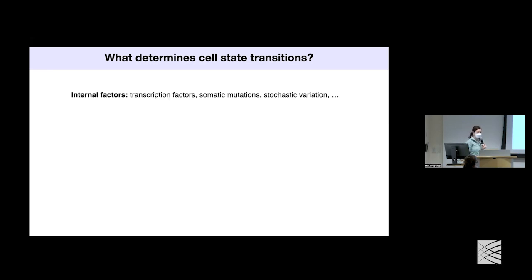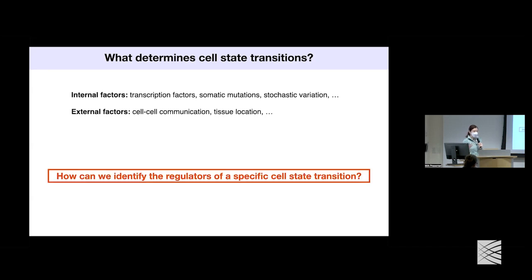And so we can think about what determines cell state transitions. Of course, there are many things internally in the cells. There could be different transcription factors that are driving specific sets of genes. There could be mutations or just stochastic differences between cells. And then there are external factors like cells communicating with each other, cells being in different tissue locations and reflecting that. And again, our goal for at least the next hour is thinking about how we can identify the regulators of such transitions.